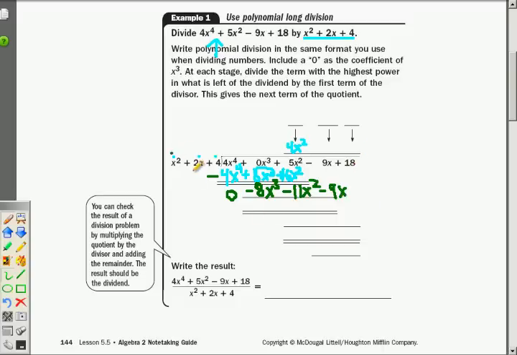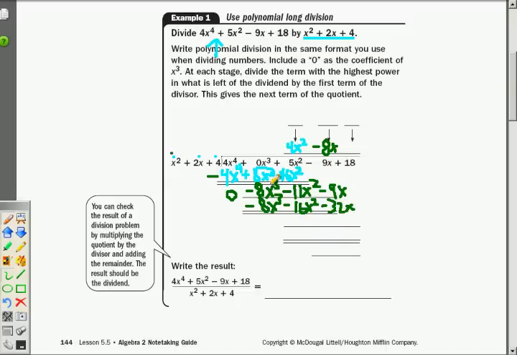Okay, next question. What times x squared equals negative 8x cubed? Negative 8x. So I multiply everything here by negative 8x, and I get negative 8x cubed, and I get negative 16x squared, and I get negative 32x.